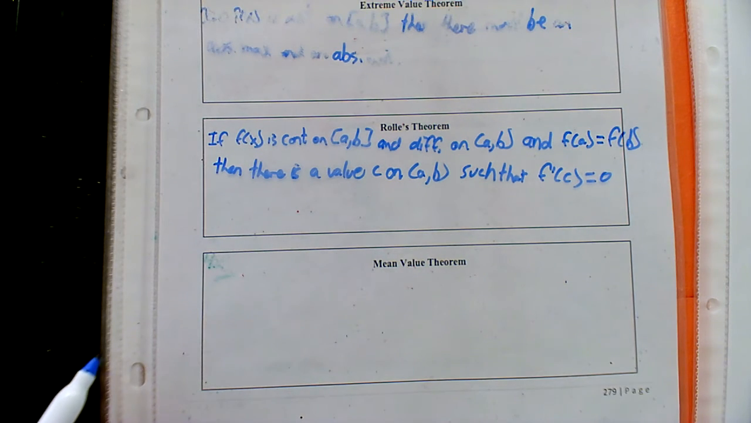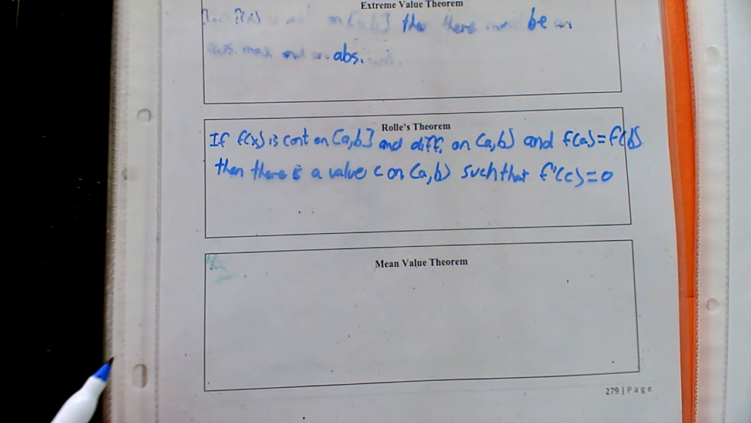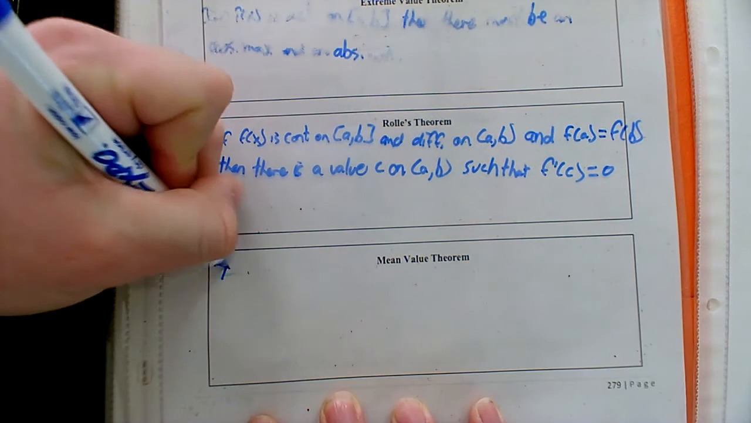All right, the mean value theorem. How do we think this one's going to start? If f of x is continuous on the closed interval a to b.